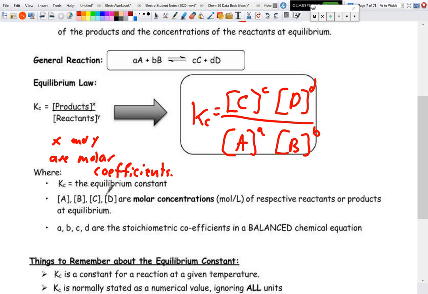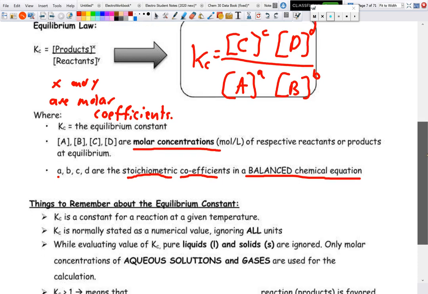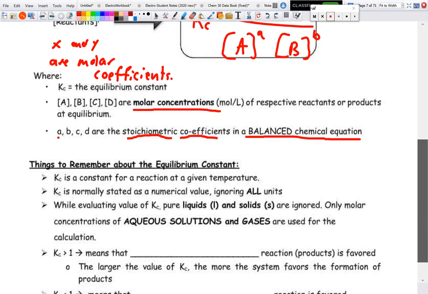Now we do have a little description down here below. We have Kc, the equilibrium constant. All the capital letters are the molar concentrations, so moles per liter, of the respective reactants and products, and the lowercase letters, A, B, C, and D, are the stoichiometric coefficients in the balanced chemical equation. So it's very important that you start off with a balanced chemical equation first, and then rearrange it and put it into the formula, which we're going to get into with a bunch of different examples.